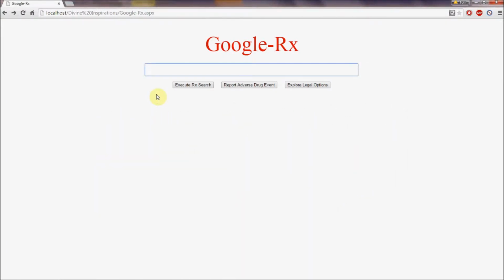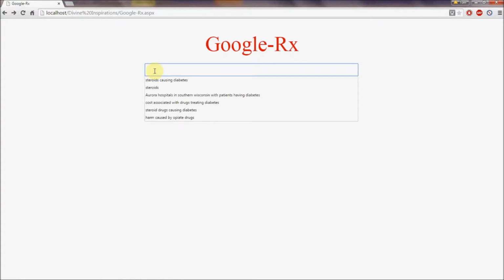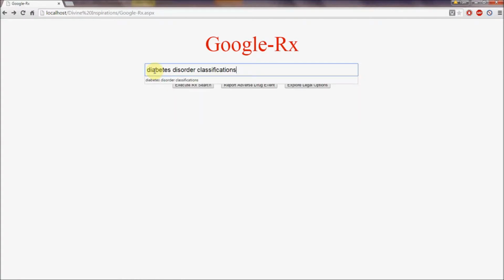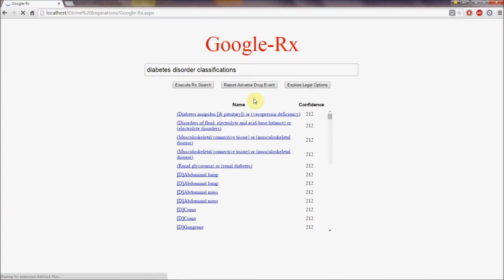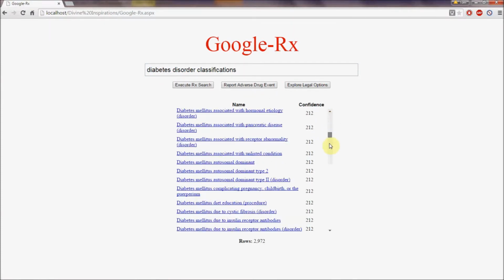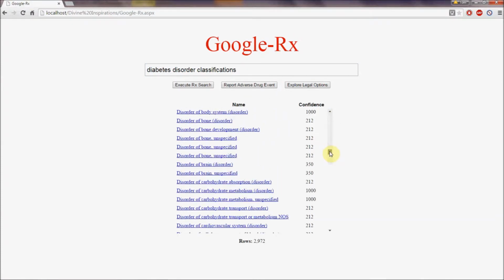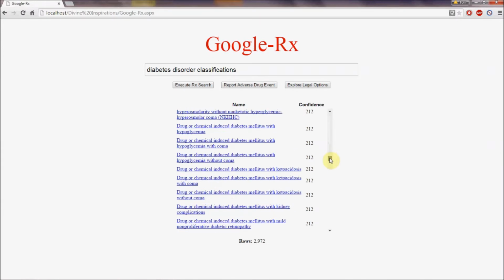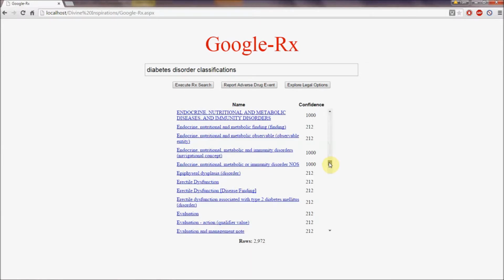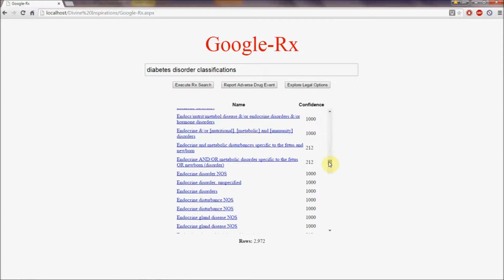GoogleRx can be used to explore high-level disease classifications. To explore disease classifications associated with diabetes, we can type in the following. Diabetes disorder classifications. And let's scroll through the list. In scrolling through the list, we discover that diabetes is an endocrine disorder.